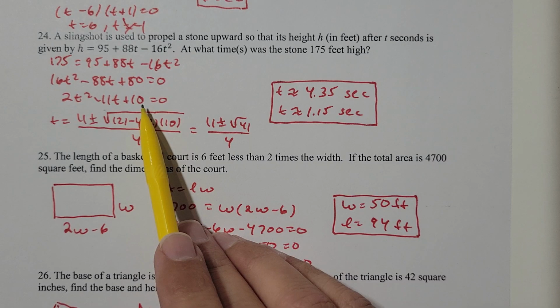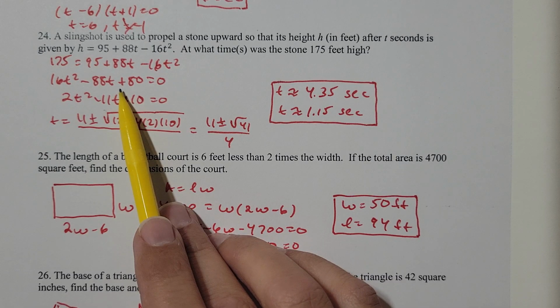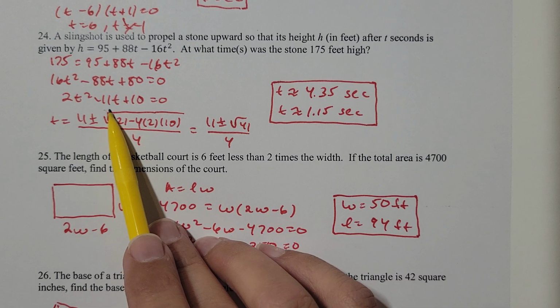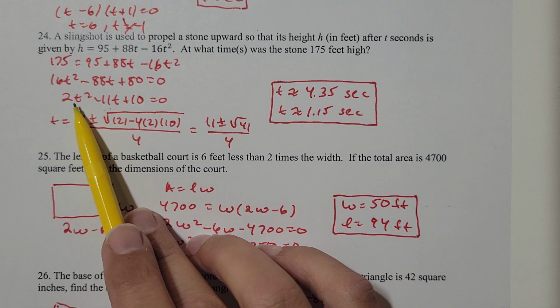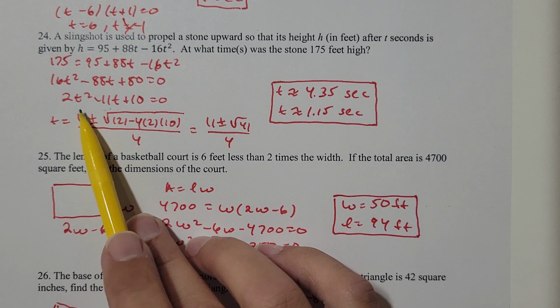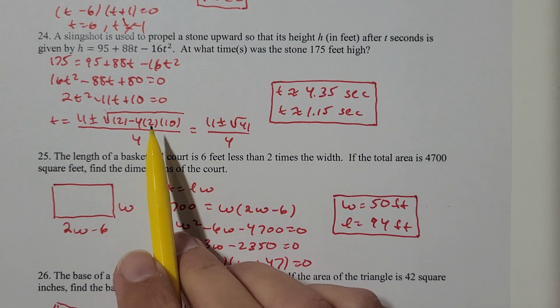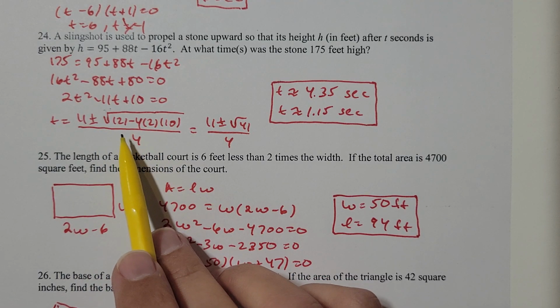Again, look for those situations where you can make the numbers nicer than what they are. The problem becomes way more difficult with these bigger numbers. Now if we try to factor this, the factors of 2 are 1 and 2. The factors of 10 are 1 and 10. That's not going to work. Or 5 and 2. That's also not going to work. And if we don't see the factors right away, then the next thing is to use the quadratic formula.